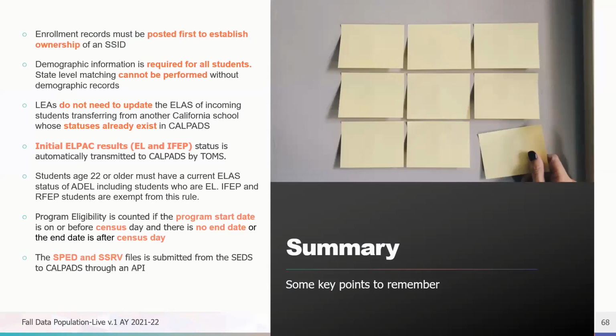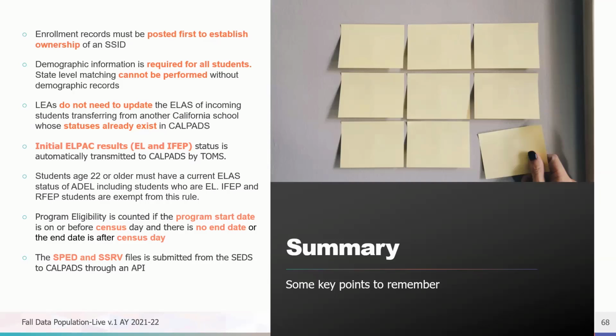Which is my specialty. Key points: the enrollment record must be posted first to establish ownership. So when you submit a student enrollment file, complete the process, or if you submit a student enrollment update, validate and post. Once it's posted, those records are in CALPADS, and then you can submit the associated information.